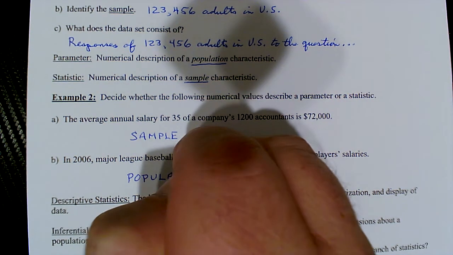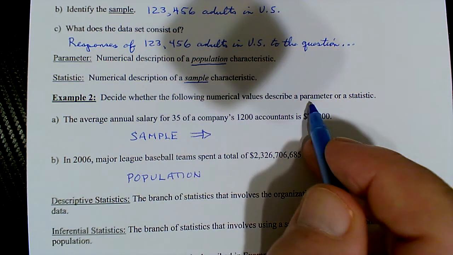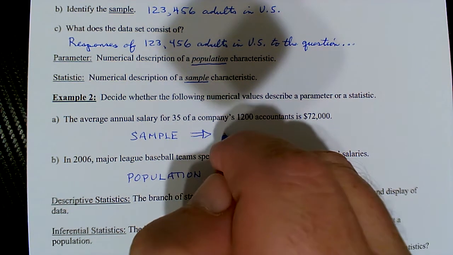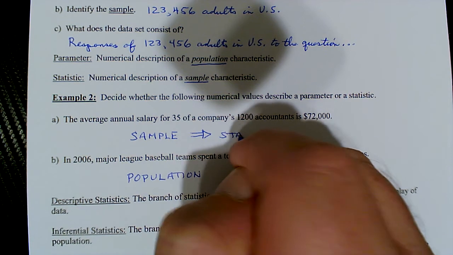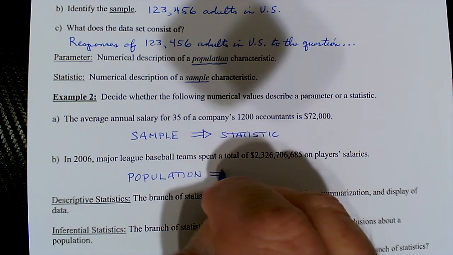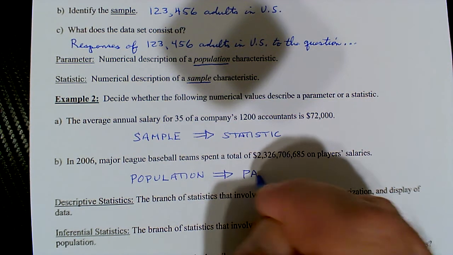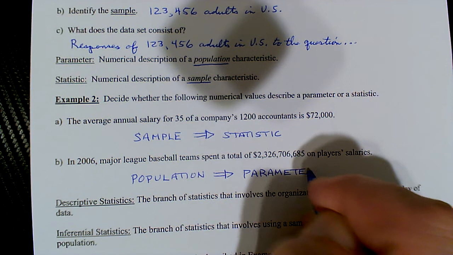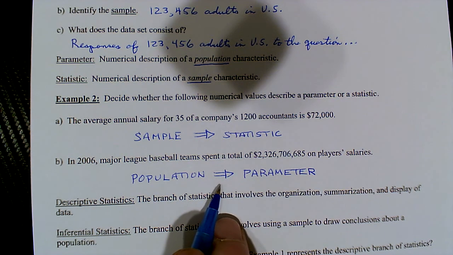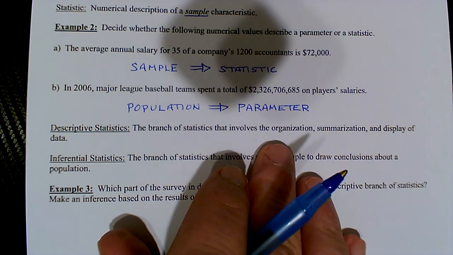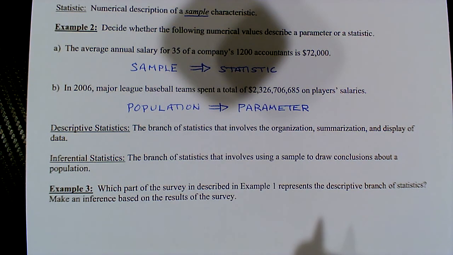So a sample, we were asked to determine if it's a parameter or statistic. So first thing, consider it's a sample, then it's a statistic. And if it's a population, then it's a parameter. And I'll be using these little double arrows here. You could just read that as implies or then. It's a little shorthand, makes note-taking easier.